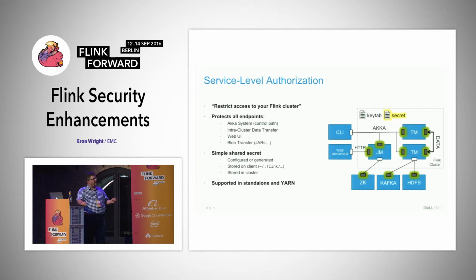So this secret, depending on the deployment mode, is either something you configure or something that is generated. So in the yarn session, if you haven't specified one, it just generates one, and you can get it later when you use your CLI. It's sort of automatic. But you can also configure what the little password should be in your configuration file, and they're stored in a couple places.